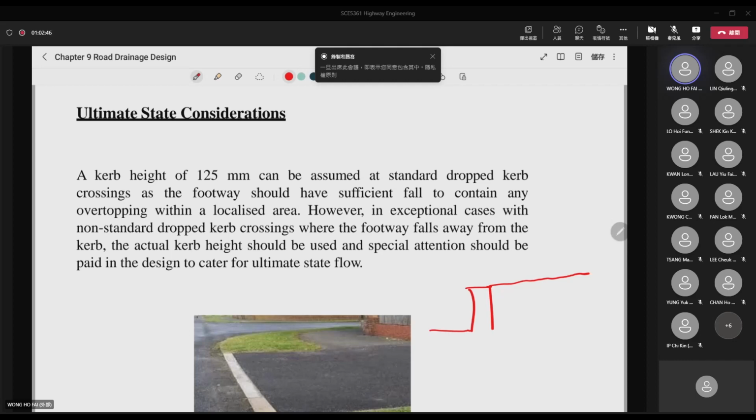But of course, for some areas, you have some exceptional cases with non-standard drop curb. And in that case, you need to pay some additional consideration. Because this is the footway, basically there will be some fall. When water is overtopping right here, then the fall will help to prevent the water from getting onto the footway. But in some cases, there may be no fall on the footway, then it may have the water overtop the curb. Then it will cause great problems.